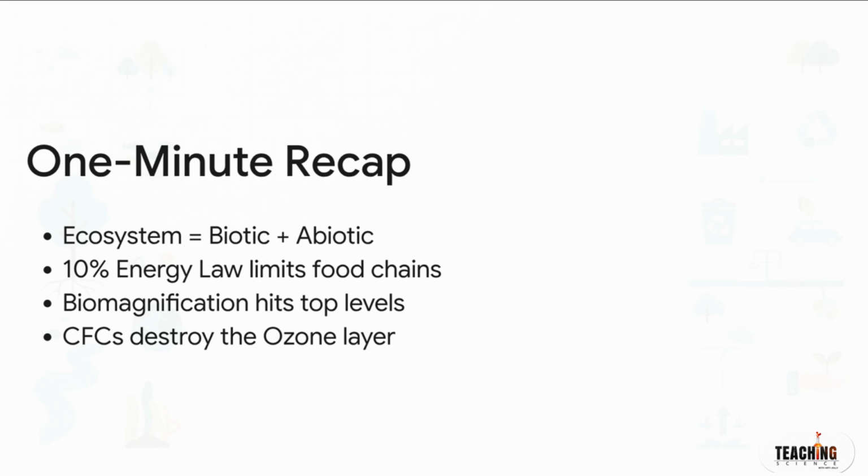Number 1, remember that ecosystems are just a blend of biotic, living, and abiotic, non-living factors. Number 2, the 10% law strictly restricts the length of food chains because 90% of energy is lost at each and every step. Number 3, biological magnification hits top consumers, like us humans, the absolute hardest, filling our bodies with non-degradable chemicals. And number 4, UV radiation helps create our vital ozone shield, while synthetic CFCs destroy it.